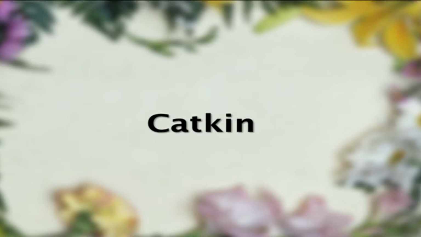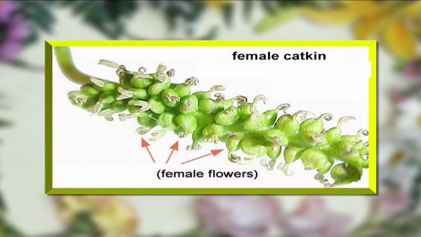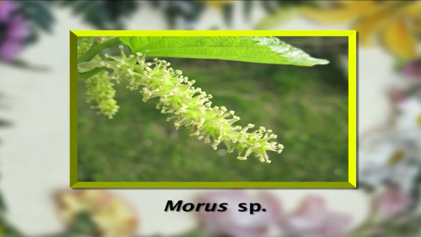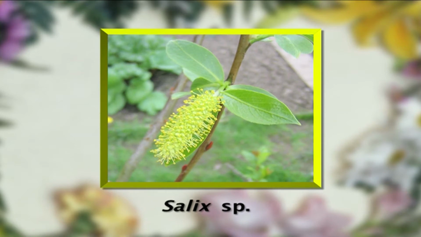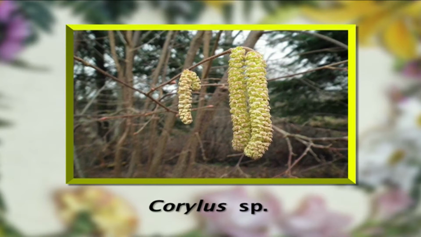Catkin is another type of racemose inflorescence. It is also known as amentum. A catkin is like a spike but with long pendulous axis which usually bears naked unisexual flowers subtended by scaly bracts. This is the typical inflorescence of morus or mulberry, salix which is willow, populus or cottonwood, and corylus known as hazelwood.